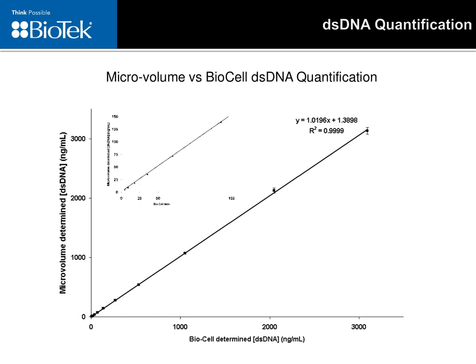When comparing microvolume measurements, we also see a nearly perfect correlation with the BioCell, indicating accuracy down to the low nanogram per microliter concentration. The difference here is the detection limit, which is approximately 20-fold different, due to the approximate 20-fold difference in nominal path length, which is 0.5 millimeters for the Take3 microwells versus the 1 centimeter path length for the BioCell.